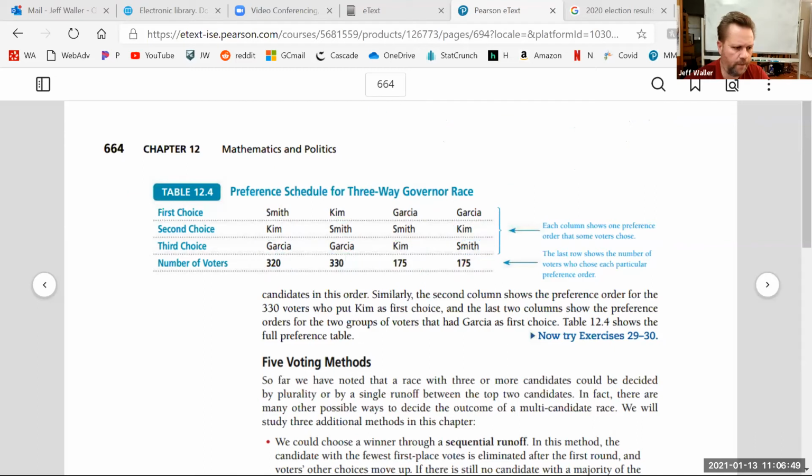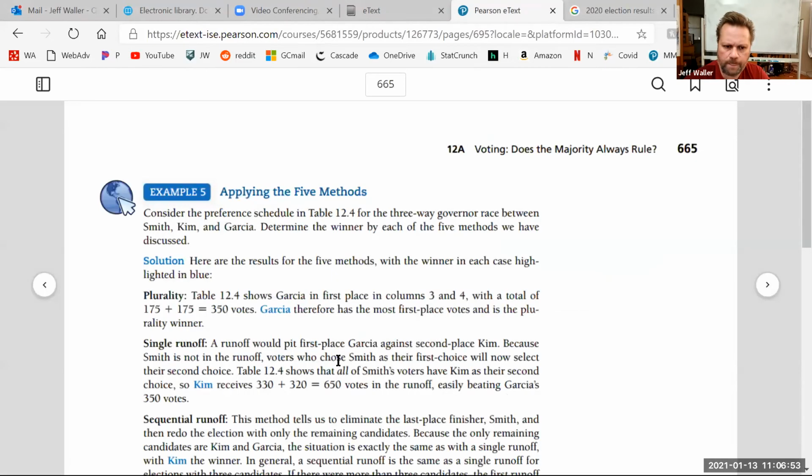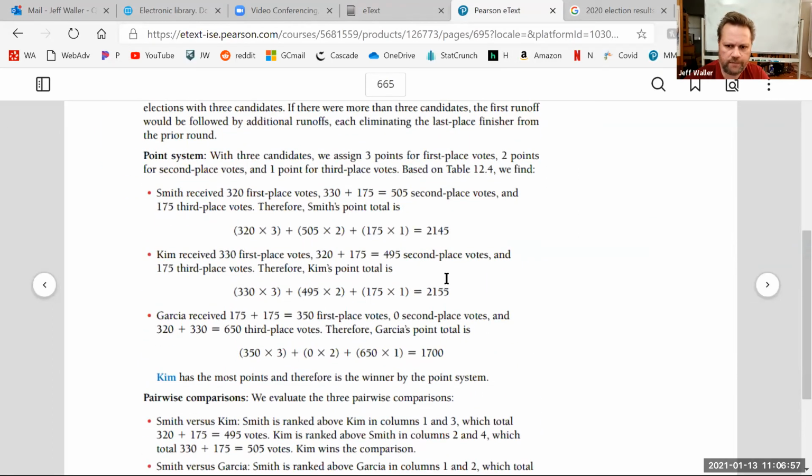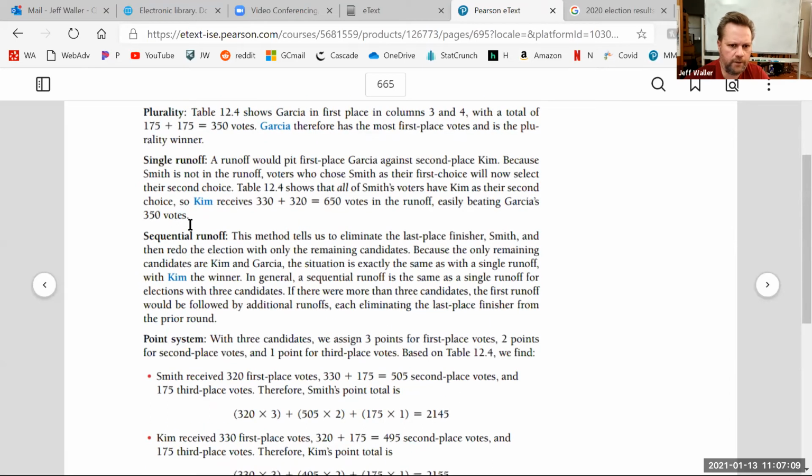Okay, so I believe it's the next page. They do all the work. Yeah, here we go. See this? Don't those look familiar? Isn't it much more satisfying to say we did the work? So in this case, Kim would win. Now look up here. We did the sequential runoff thing and Kim won that. Remember that? Kim won the sequential runoff.